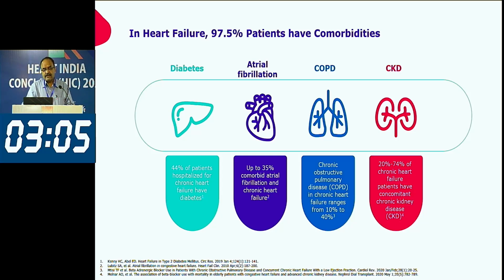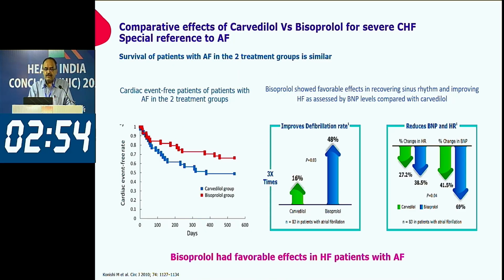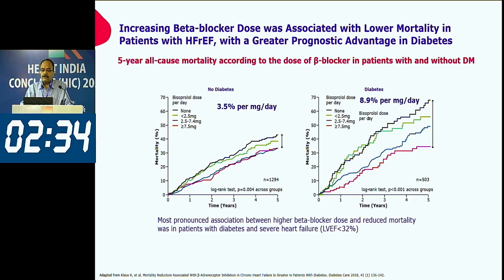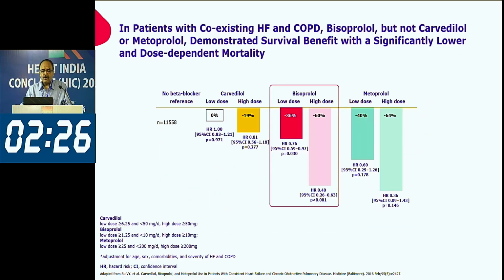So heart failure comes with comorbidities, and these are the different comorbidities that we are aware of: diabetes, atrial fibrillation, chronic obstructive airway disease, and chronic kidney disease. Patients who have severe heart failure, even in those patients, bisoprolol has been found to be beneficial in terms of reducing defibrillation, improving defibrillation rates, and also in reducing the biological markers. It has also been shown to benefit the patients who have diabetes far more than other beta blockers.